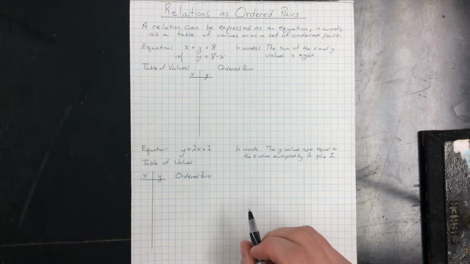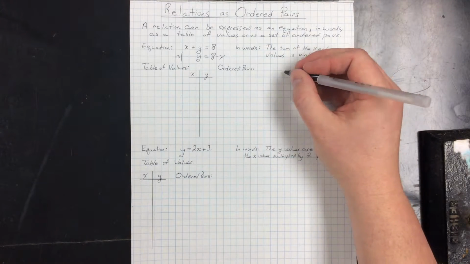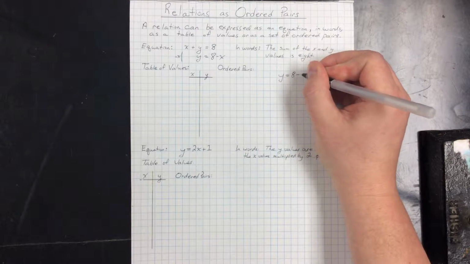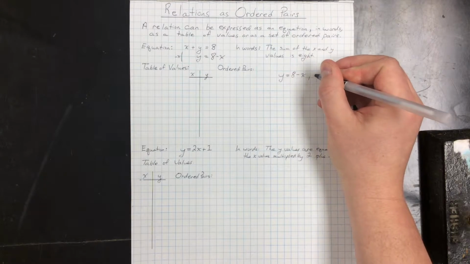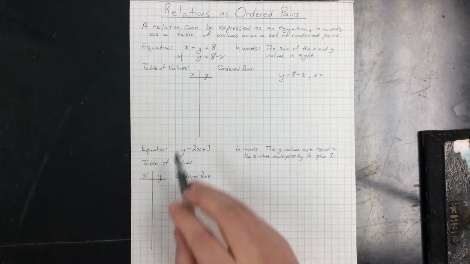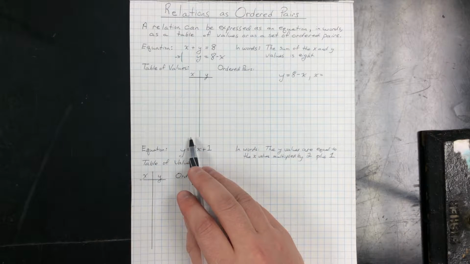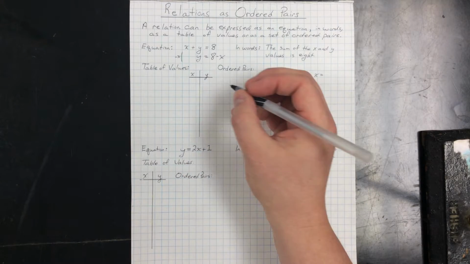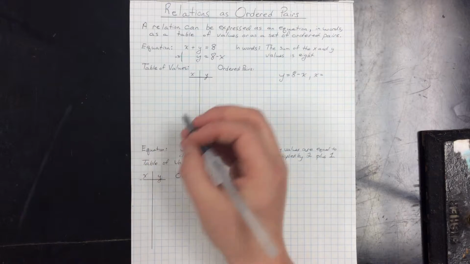To take this as an ordered pair, I'm going to take my equation, y is equal to 8 minus x, when x is equal to. Sometimes I'll have some values already in the table of values that I'm asked to use, and sometimes I can just choose. In this case, I'm just going to choose a number that's fairly easy to work with.